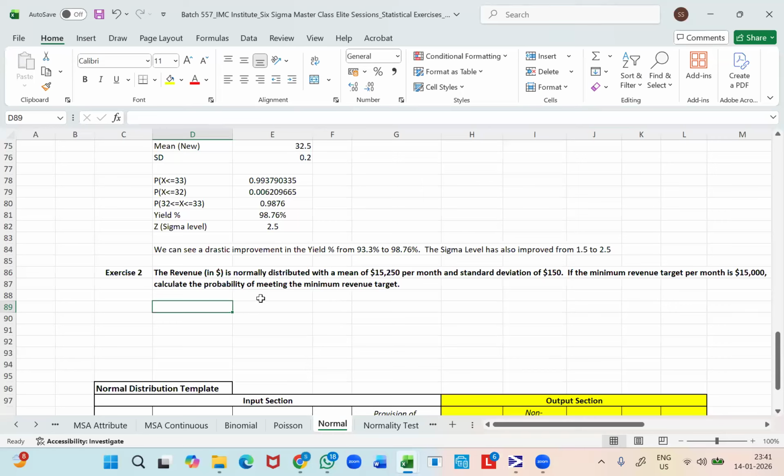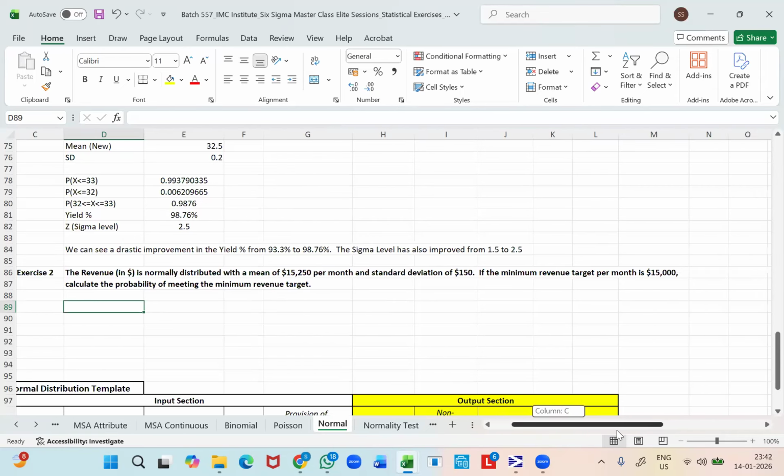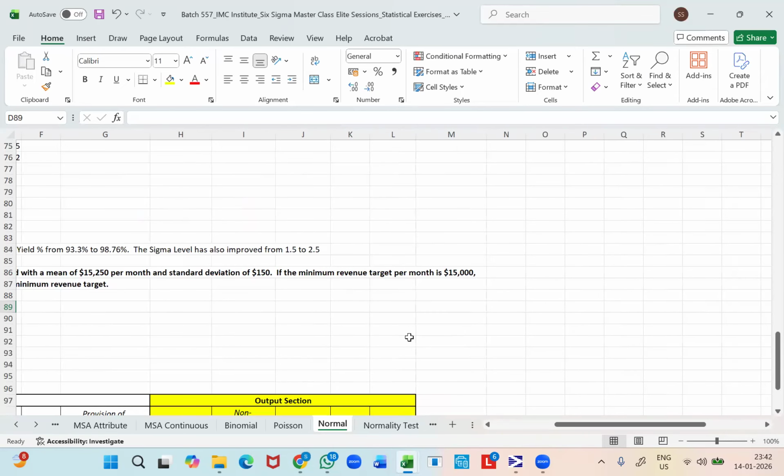I told you, for higher the better, you'll always be provided with some minimum targets. That minimum target is what we need to consider as the lower specification limit. So here again, the minimum revenue target given as $15,000 is to be considered as LSL for this exercise. As we did for the previous exercise, let me draw the distribution diagram and try to find out which area we are supposed to calculate in order to estimate the probability of meeting the minimum revenue target. Revenue is normally distributed, so I draw a bell curve.